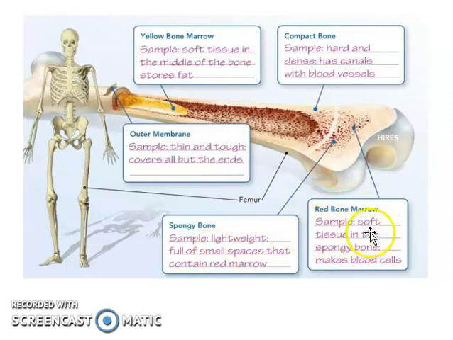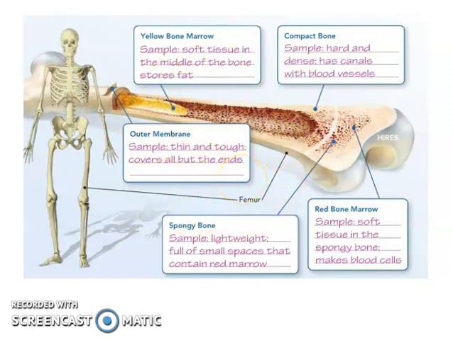Now here, red bone marrow is responsible for producing red blood cells. Yes, that is true. Our red blood cells are produced here. So it is just like a factory of red blood cells inside our bone. And next to that, this yellow part is called the yellow bone marrow. This is responsible for storing fats in our bone. And the thin outer covering of our bone is called the outer membrane.